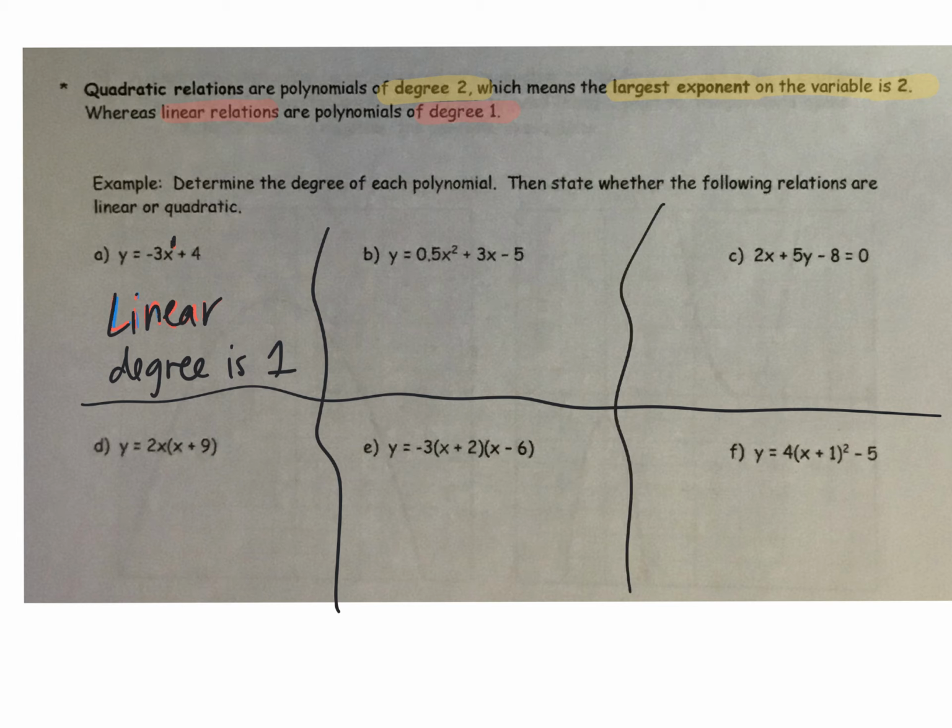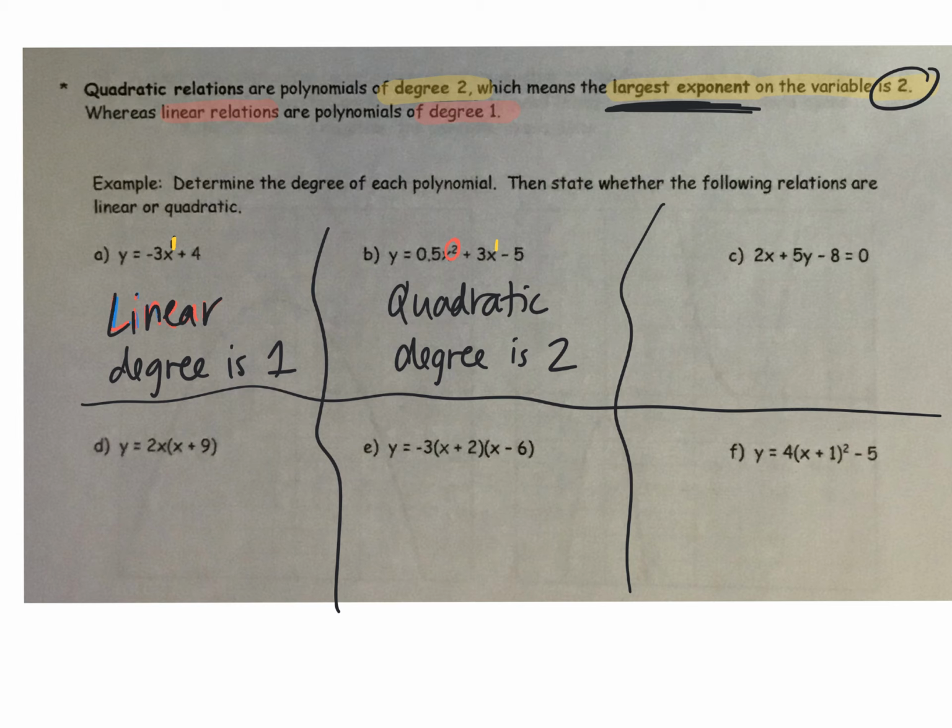There's no x squared term, so it can't be quadratic. The highest degree is 1. If there's no exponent there, you can imagine that there's a 1, right? Anything to the power of 1 is still the same thing. This one will be quadratic because the largest exponent is 2. This has an exponent of 2, and this one has an exponent of 1, which is fine. The highest degree is 2.